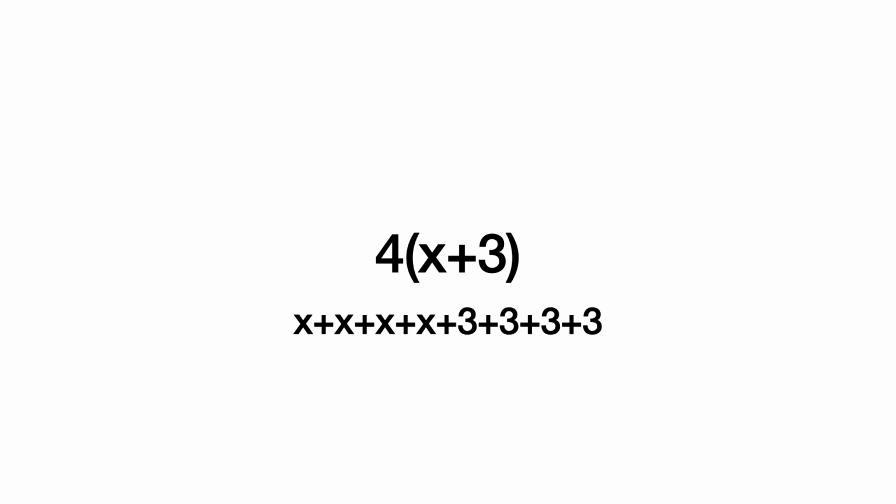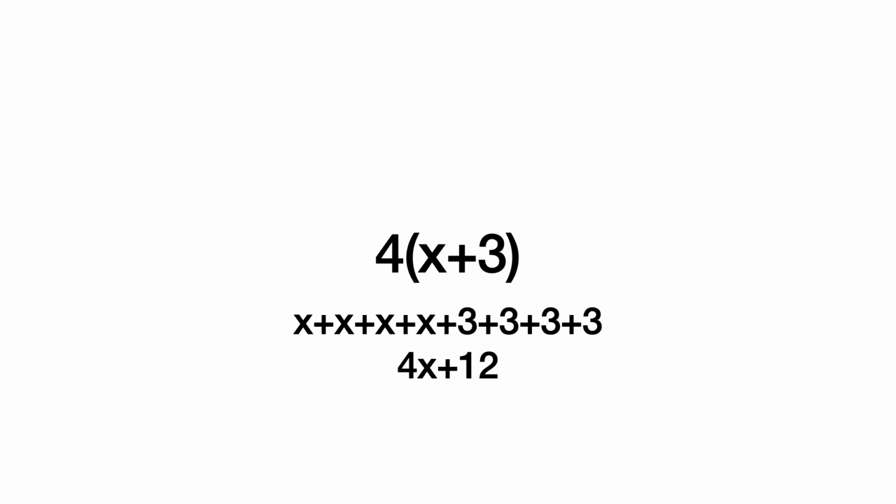But we can notice that it's the same answer if you just take 4 and x and multiply them together, and then 4 and 3 and multiply them together and add those. So a shortcut, much easier than saying x plus x plus x plus x plus 3 plus 3 plus 3 plus 3: if you simplify that, it's 4 x's and 4 3's, so it's 4x plus 12, because 4 times 3 is 12, and that's a lot easier, right?